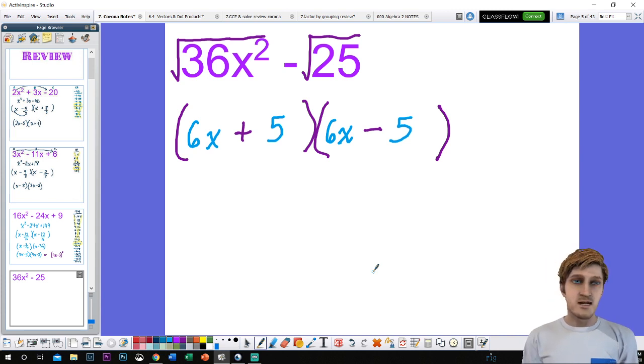That's it. If I really wanted to check it, I could of course multiply this out, and my middle terms, my x's, would all cancel, giving me this original answer that I started with.